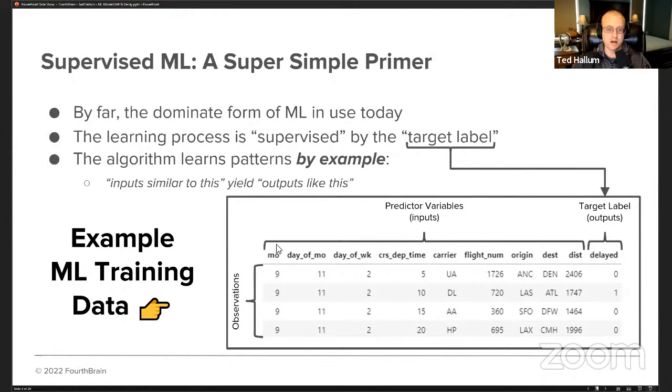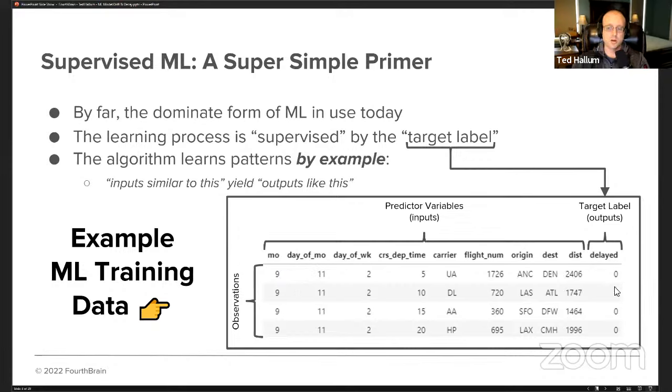I've got some sample data that represents airline flights. Each row is an individual flight. Each column is an attribute of the flight. And you can see there are various names that these things go by in industry. We've got inputs, known as predictor variables. And then over on the right, the outputs can also be known as a target label. But the basic idea is that the model learns that when I see a flight that has inputs like this, I'm going to produce an output like that.